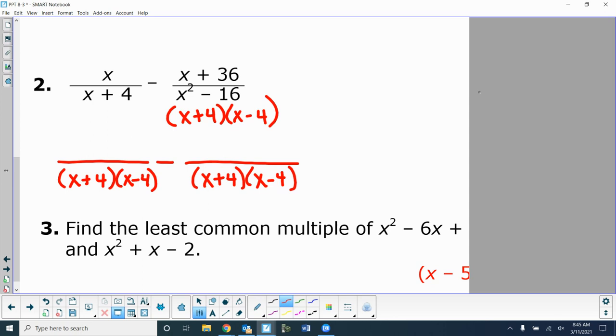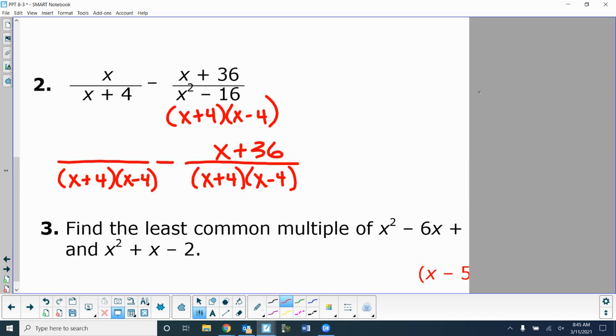Okay, looking at the second fraction. Look at the original denominator, look at the common denominator. Is there anything that's changed? No. So do I change the original numerator? No, that does not change this second numerator.